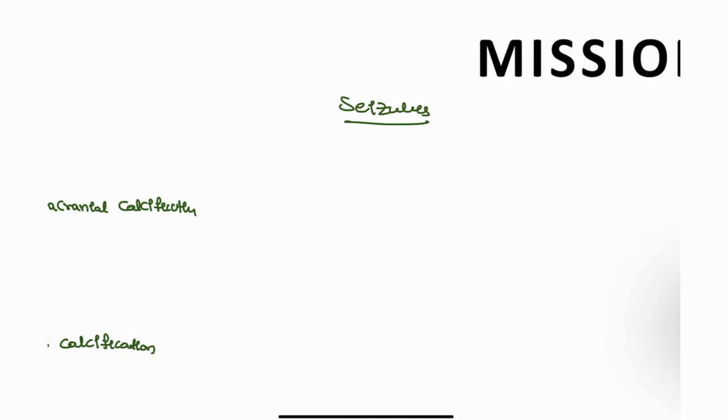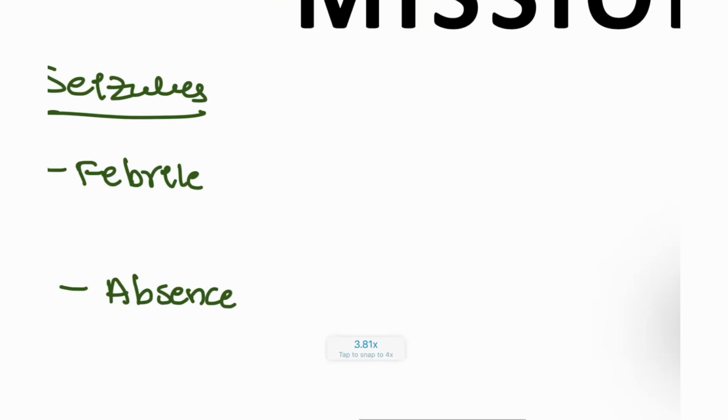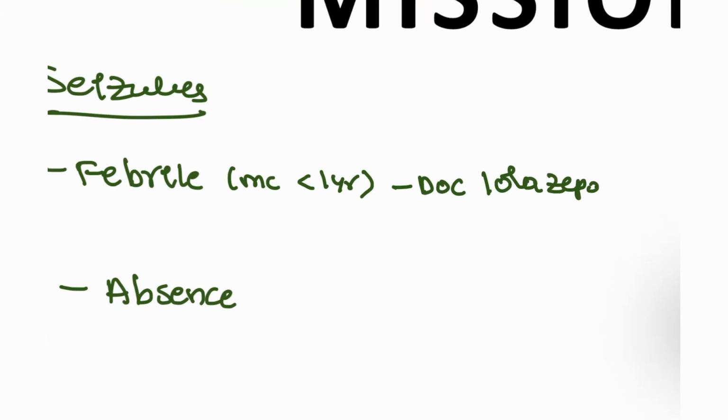Okay, we are going to move on to the seizure conditions, guys. In the seizure conditions, we most importantly take note of the febrile seizures and absence seizures. Febrile is the most common overall in children less than 1 year. And what is the drug of choice for this patient? It is lorazepam or diazepam that you have to give.